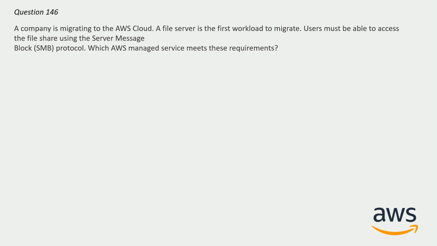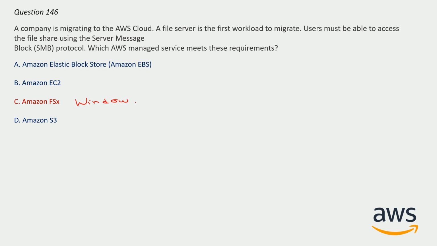And here are the options. And the correct answer here is option C, Amazon FSx. However, Amazon FSx provides you with two file systems to choose from, Amazon FSx for Windows File Server and Amazon FSx for Lustre for high performance workloads. But Amazon FSx for Windows provides you fully managed storage that is accessible over the industry standard server message block, that is SMB protocol, which is the requirement of the question. So this one is going to be correct here.